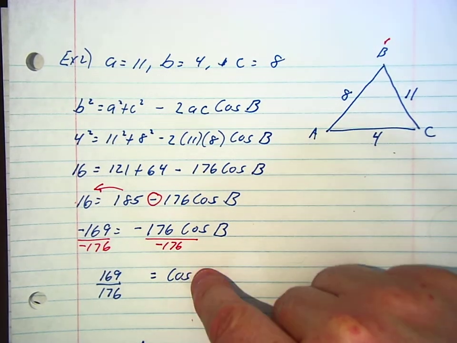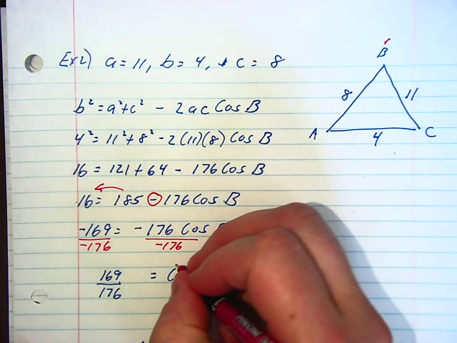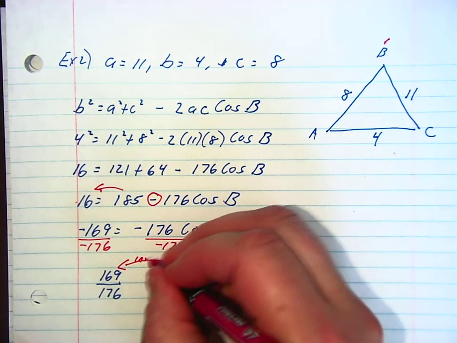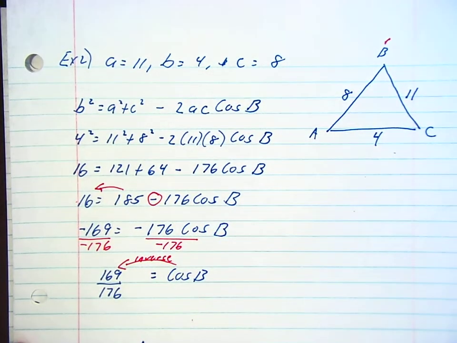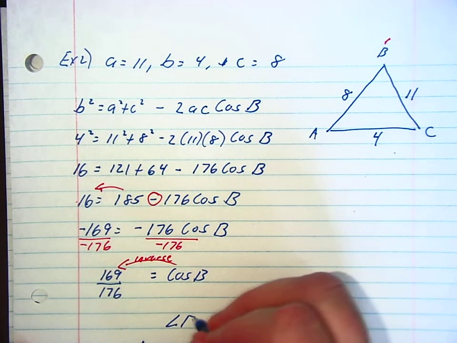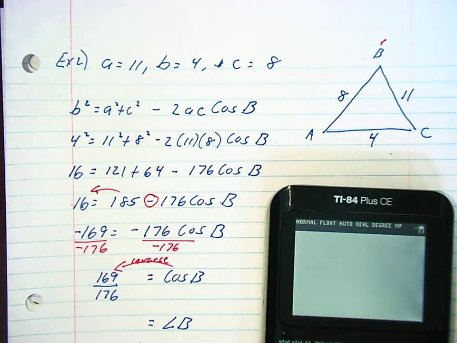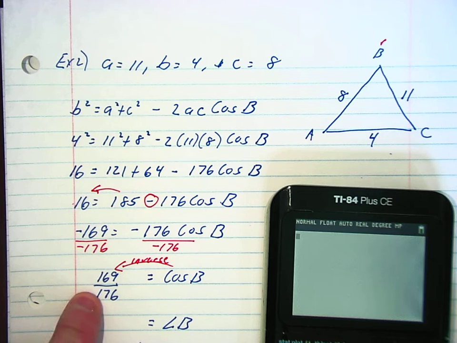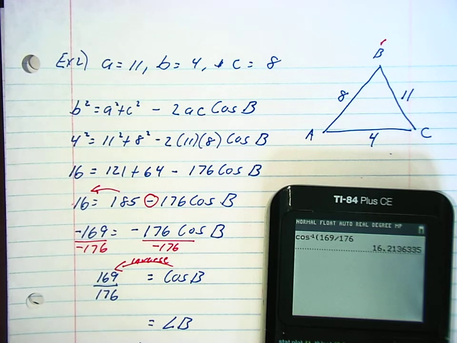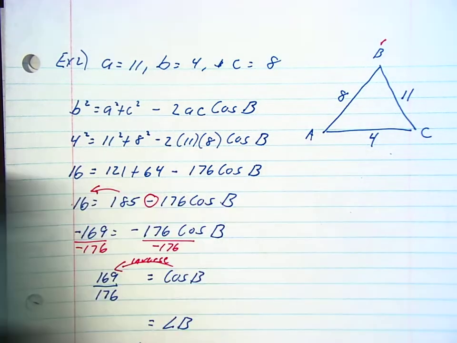And now you're just like we were in the last problem. To solve for an angle, you're going to use inverse. So I'm going to put this on the other side as its inverse. And now I'm just going to go to my calculator. Angle B equals. So I'm over here on the calculator. I need the inverse cosine of this, second cos of this fraction. And I get 16.2. All right, there's the first angle. So angle B is 16.2.